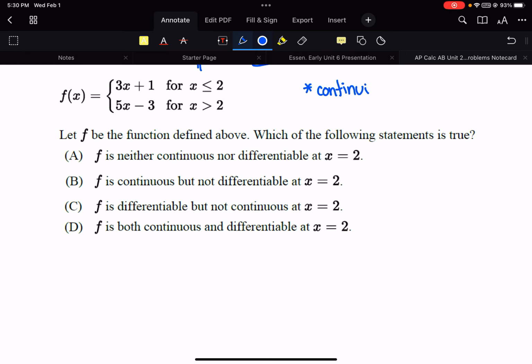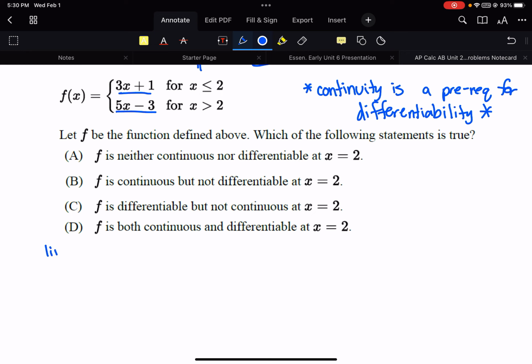So continuity is a prereq for differentiability. So if you lose continuity, you automatically lose differentiability. I'm sure I spelled that wrong, but that's fine. So let's check to see if it's continuous first. So we know that each piece on its own is continuous, right? We just want to see what happens when they meet up.